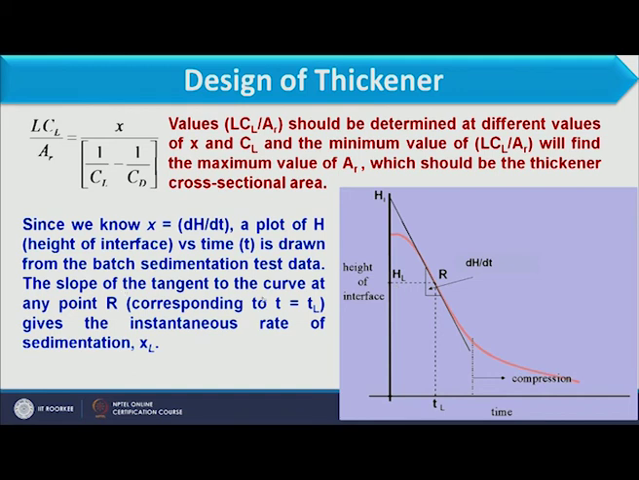So the slope of the tangent to the curve at any point, that is the point R, which corresponds to t equal to tL, gives the instantaneous rate of sedimentation. And similarly we can calculate velocity at different points by drawing the tangent over here and calculating the dh by dt value. So different velocities at different times we can find from this. So x we have already found. How can I determine Cl?